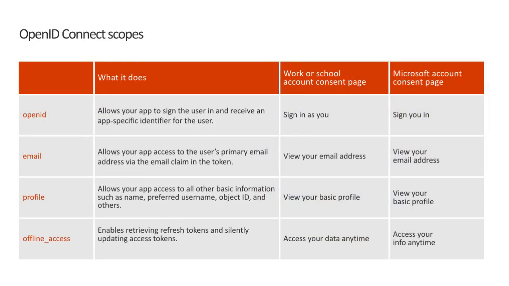OpenID also has their own scopes. So OpenID has one called OpenID. We have one called email, one called profile, and one called offline access. And we've talked a little bit already in this module about what each one of these are, but this slide goes into it in a little more depth.